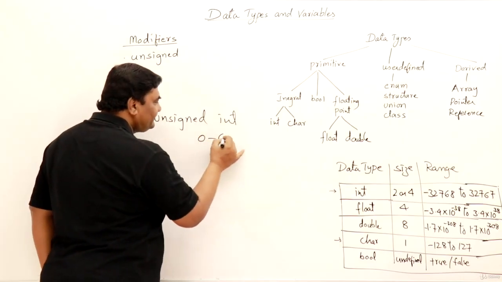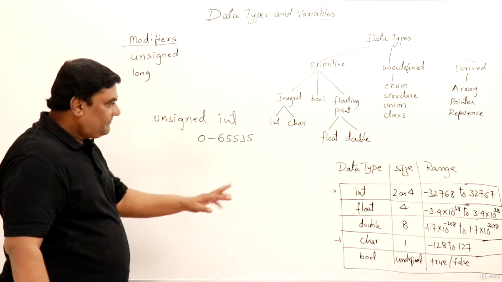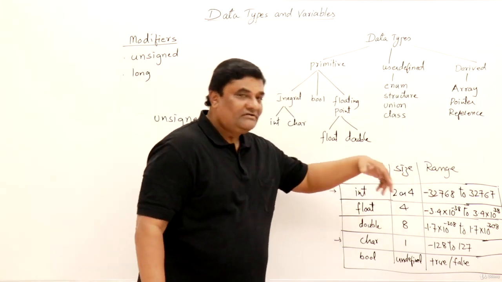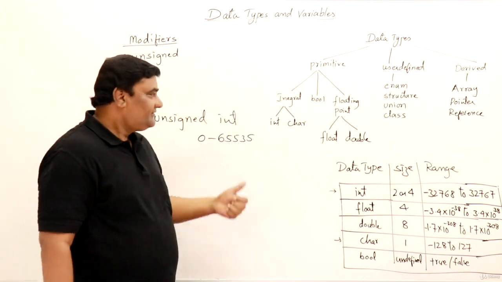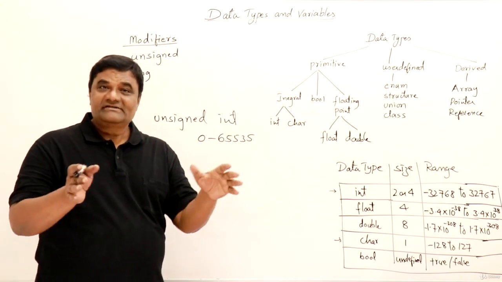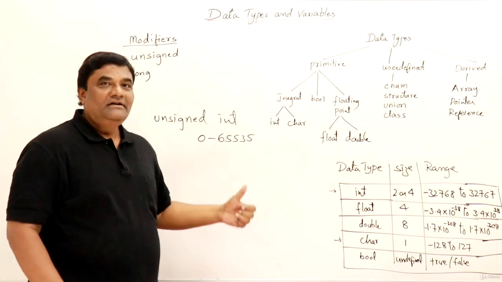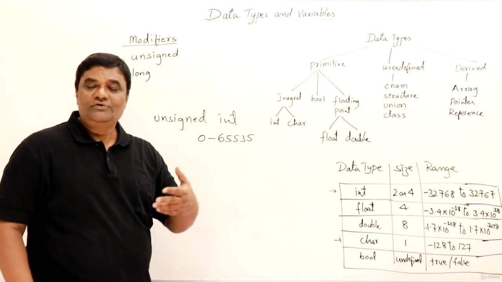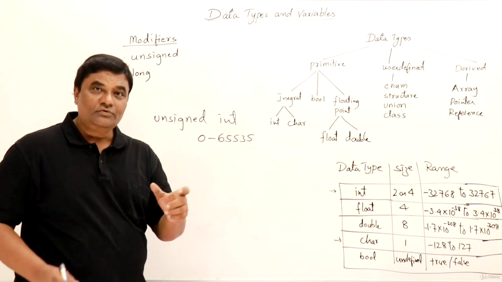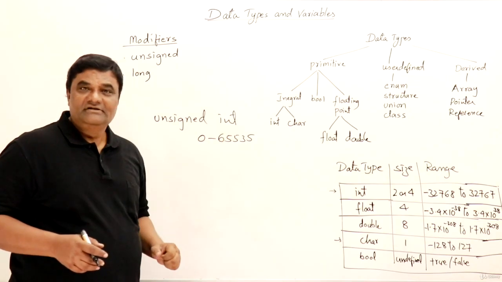0 to 65535. This will be the range. Double this one, 32,000, you double it, it is 65,000. So 65535 is the range, 0 to 65535. It means the sign bit is not there, all 16 bits are used for storing a number. Integer becomes unsigned. So if you don't have any negative numbers and you want a bigger range, a larger value, then you can go for this.